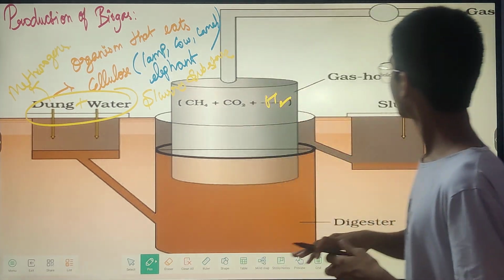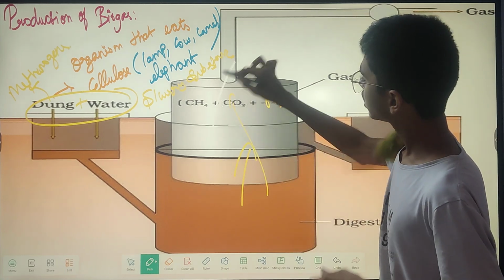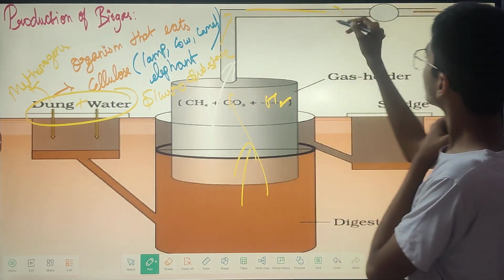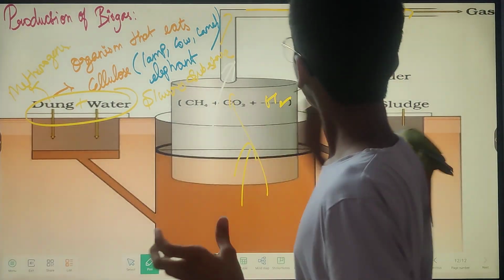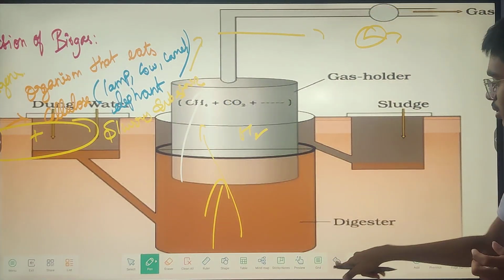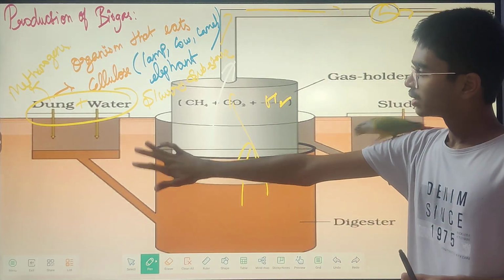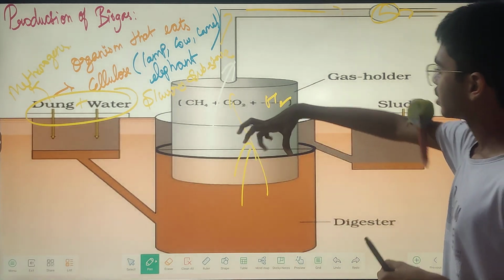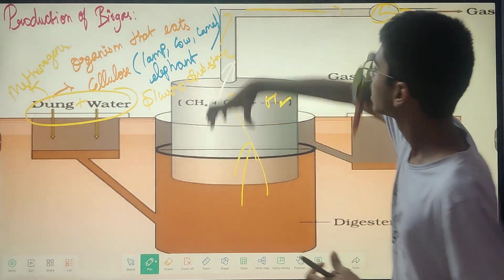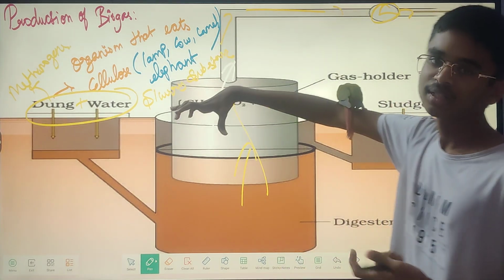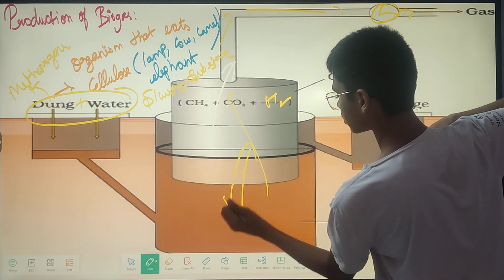So this gas is going to be produced, and it will go to this pipe. Here you have a switch-like thing where you can collect the gas if you want, or else you can turn it off so that the gas will not pass. Along with this gas, the slurry substance will go out and come in as per the need. If the dung is only this much, then the gas produced will be this much.